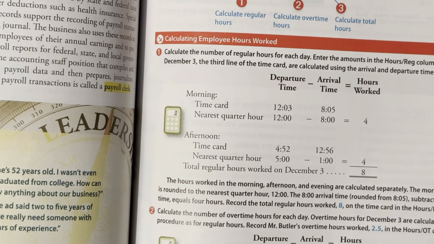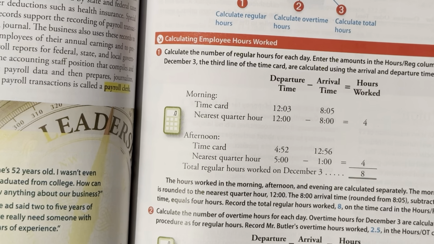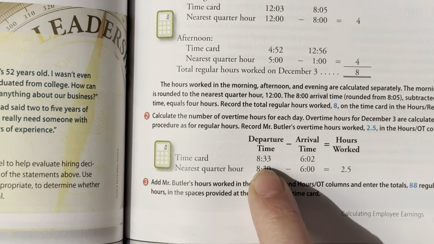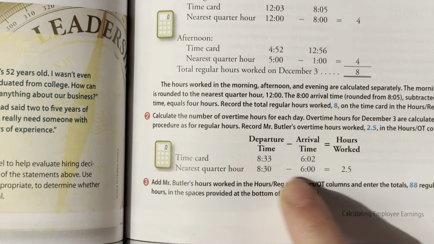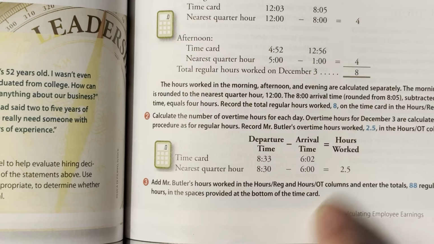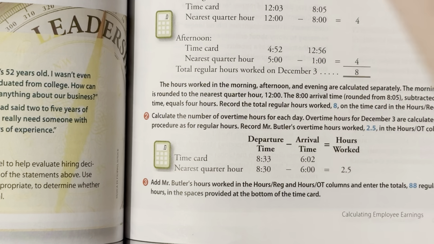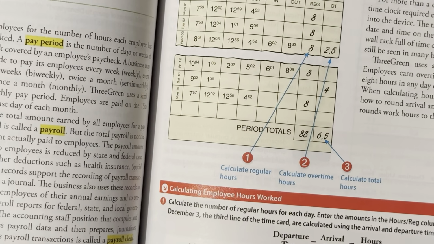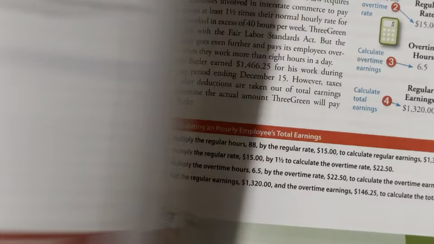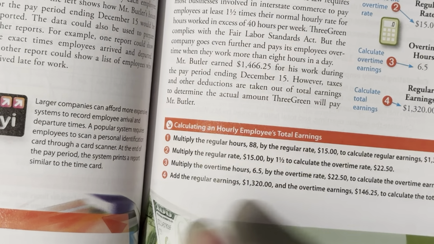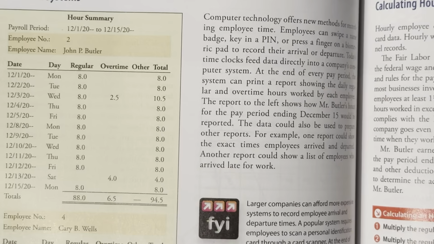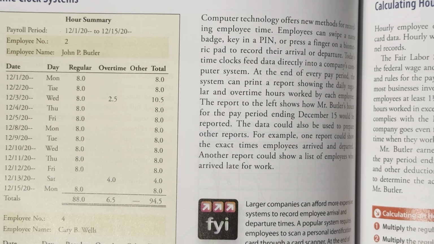They did that. It's literally just taking 833, 602. You just count the difference in there, and it's 2.5 hours. And then we get the 88 and then the 6.5. But on this page is where they calculate the overtime, I think. Yes, it's coming up. So they showed this, the first one.